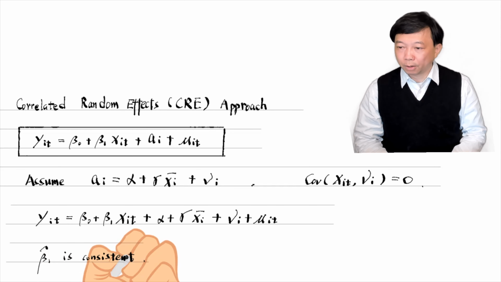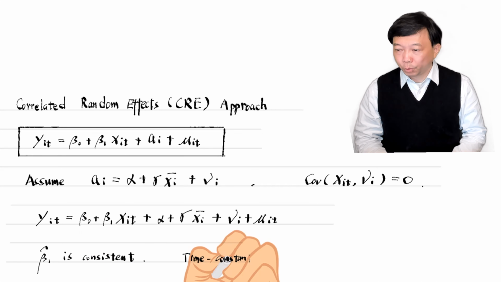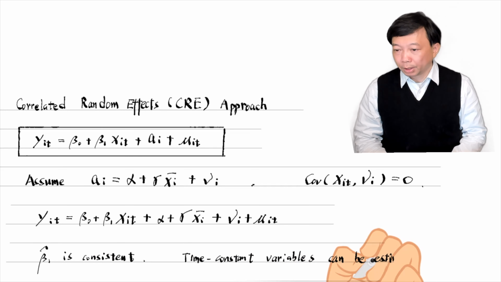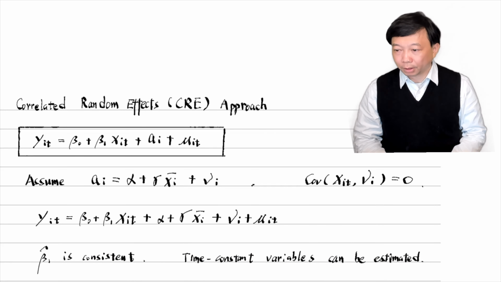This method allows the unobserved factors a_i to be correlated with the explanatory variable x. And the name of this method comes from the fact that we substitute the correlation expression in the original model. The advantage of the correlated random effects approach is that we can estimate the time constant variables in the model.